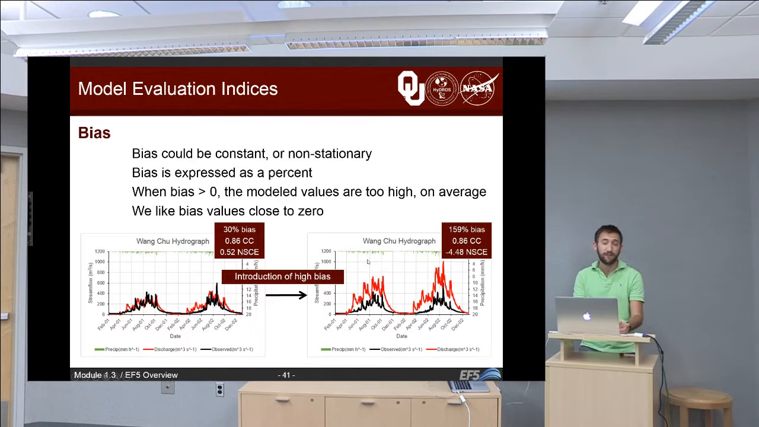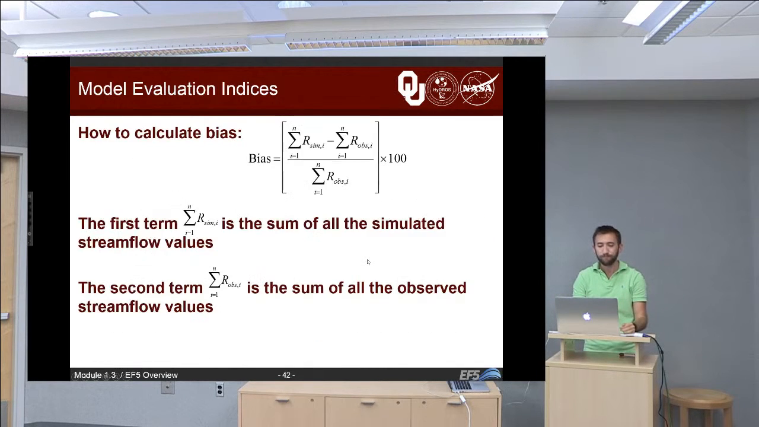The way we calculate it for the training is that when bias is positive, that means that the model is too high. When bias is negative, the model is too low. And we like bias values close to 0. Again, if it's the vertical displacement from one another on the graph, we want those two things to line up perfectly alongside one another, and that's when our bias is 0.